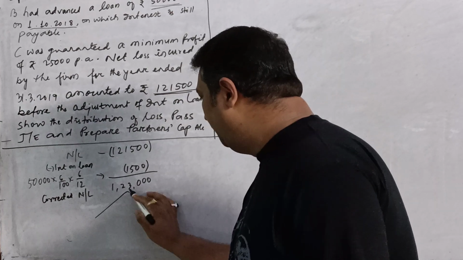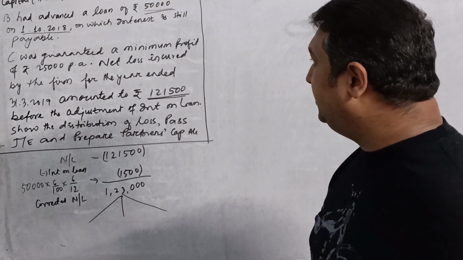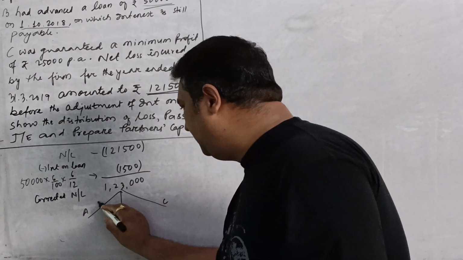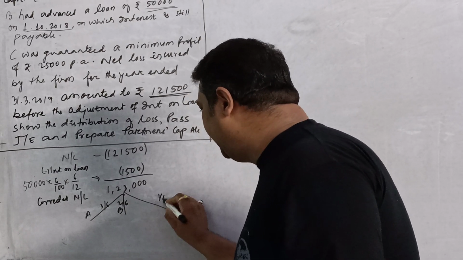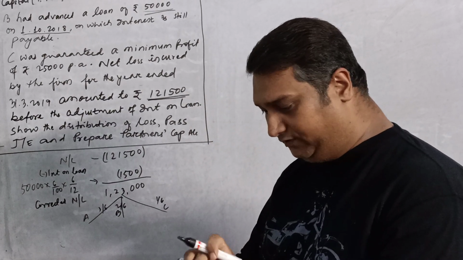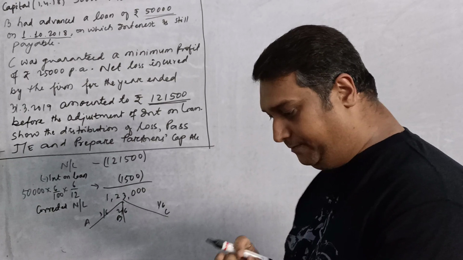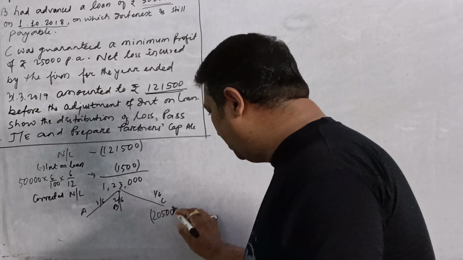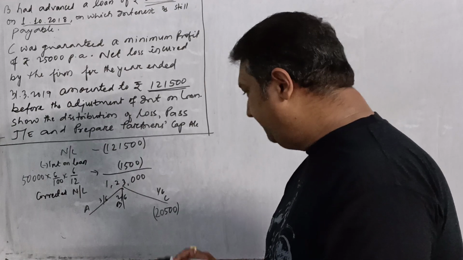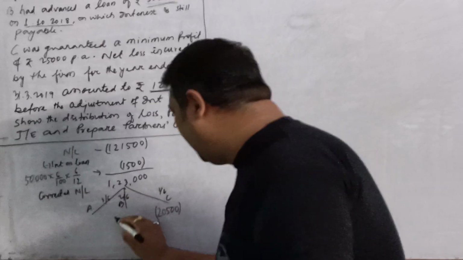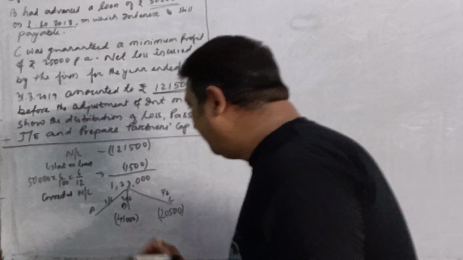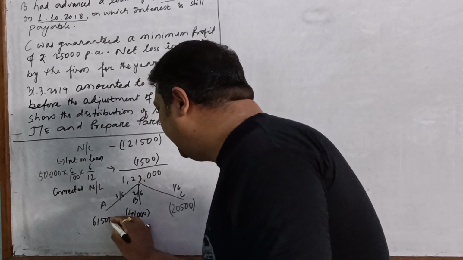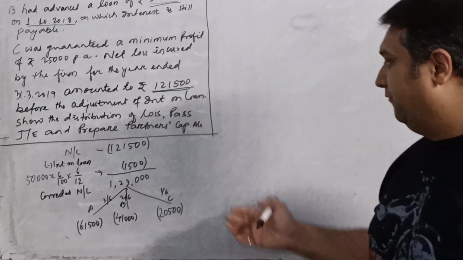Now this loss we will distribute among the three partners, A, B and C, in the profit sharing ratio 3/6, 2/6 and 1/6. So 1,23,000 divided by 6, it will be 20,500 for C. It is a loss of this much. For B it will be 41,000 loss, and for A it will be a loss of rupees 61,500. Now we will check the guarantee.